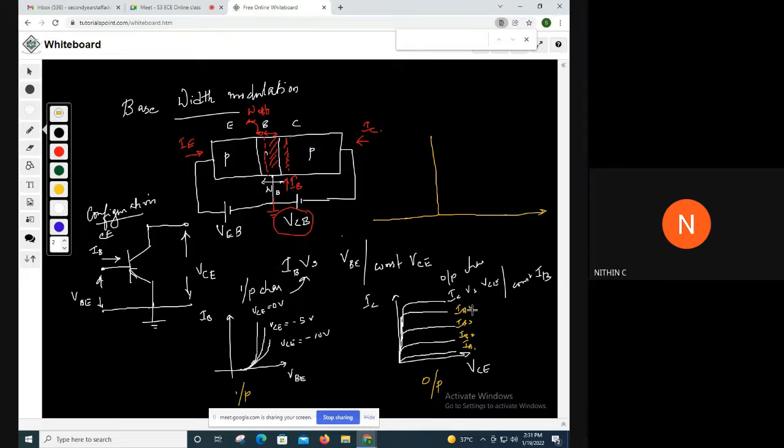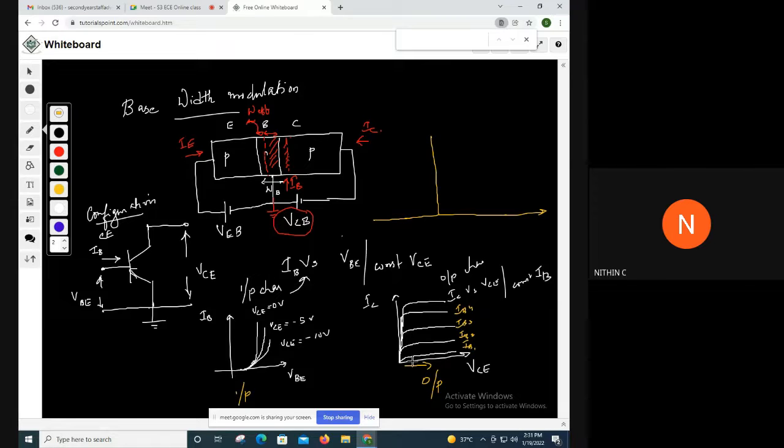Okay, now we are going to see how the output characteristics of a PNP transistor change when we consider base width modulation. How is this graph going to change when we consider base width modulation? We already mentioned that IC is on the y-axis. IC is saturated after a particular point, as VC is increasing.